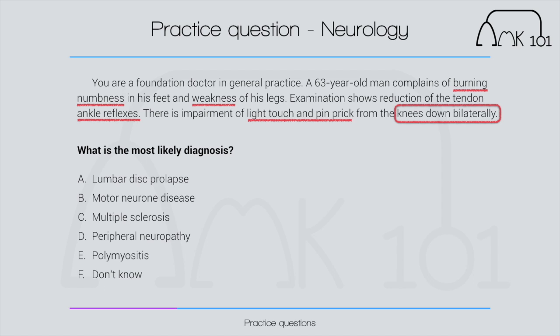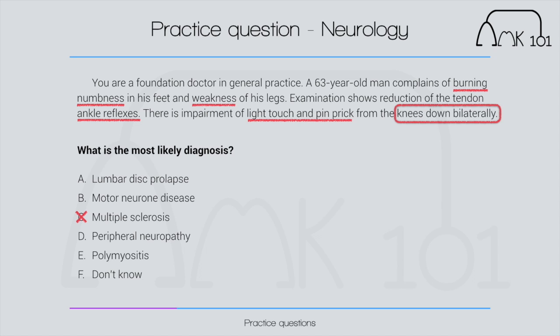So it's unlikely there's going to be a problem in the spinal cord here. So if you look here, multiple sclerosis is a central nervous system disease which can involve the sensory pathways in the spinal cord, but it's unlikely to cause this very distal pattern of sensory loss. So let's look at some of the other options.